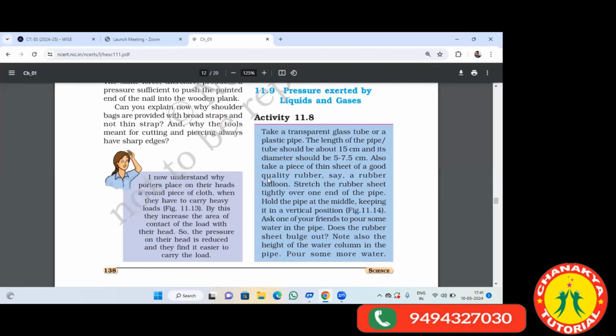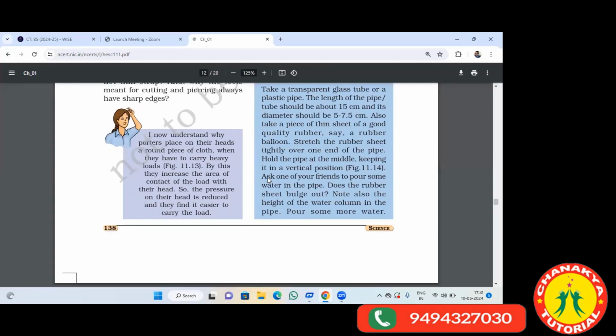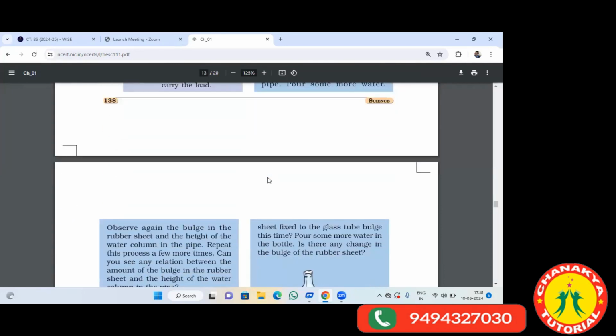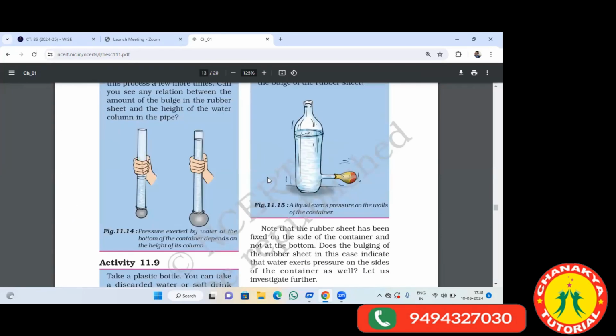In the last class, we had also discussed pressure exerted by liquids. So how do the different liquids exert pressure? So here, we had done this activity. In a similar way, we had done an activity like this: pressure exerted by water at the bottom of a container.